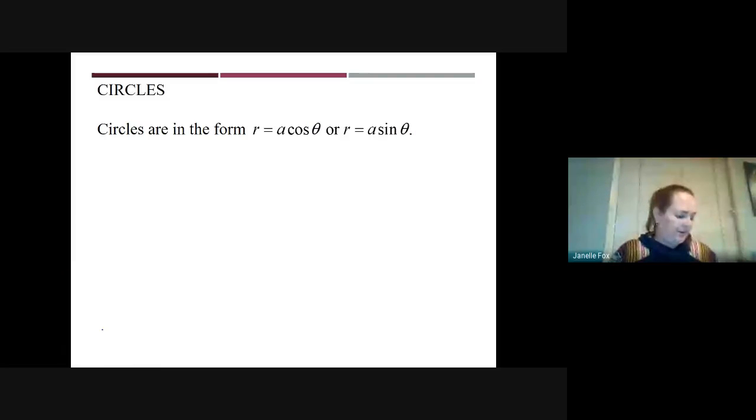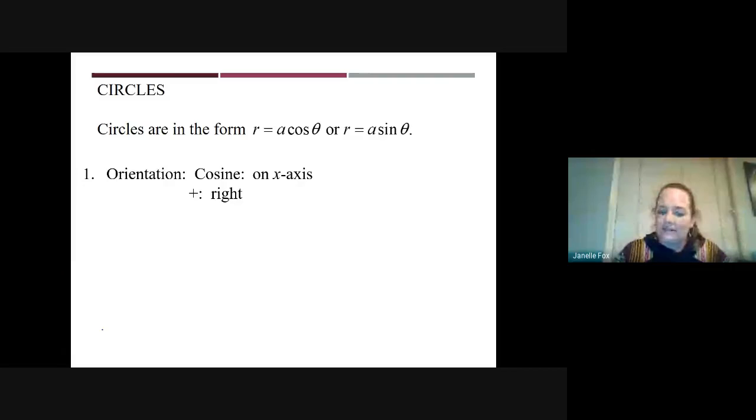And then what are the things that we need to write down for this? So if it's going to be on the x-axis, it's going to be for cosine. The guys that are on the y-axis are going to be for sine. When you have your x-axis, if this a right here is positive, then it's definitely going to be to the right. If it's negative, it's going to be to the left. Now, similarly, for the y-axis, if it's a positive, it's going to be up, and if it's a negative, it's going to be down.